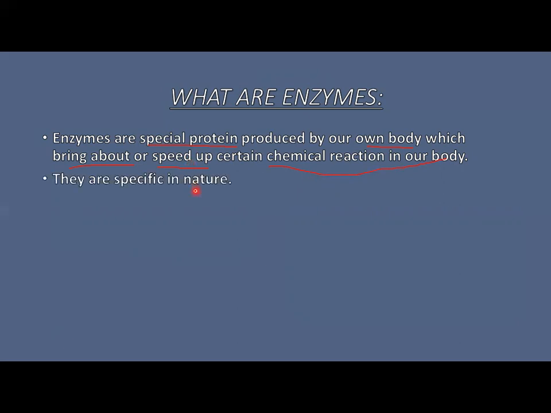They are specific in nature. What does it mean by they are specific in nature? It means for digestion you have digestive enzymes. For circulation of blood you will require some different types of enzymes. For each and every chemical reaction, different types of enzymes are present in our body and they will perform only their specific function. Digestive enzymes will only help in the process of digestion, not in any other process.